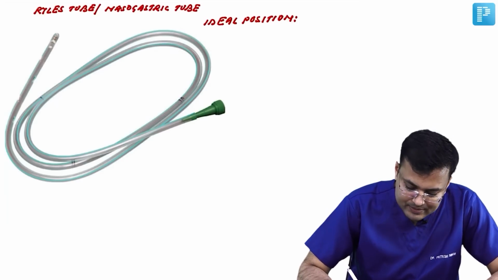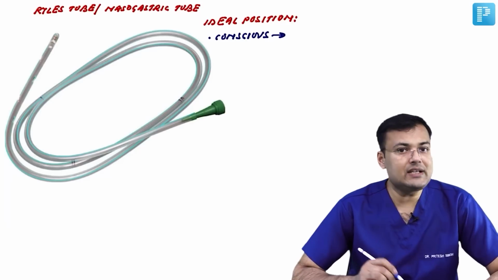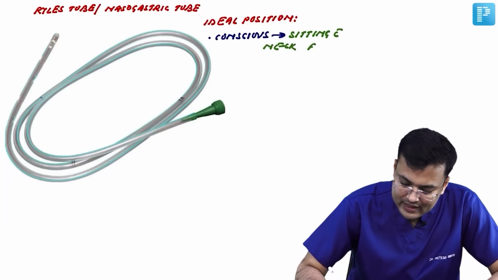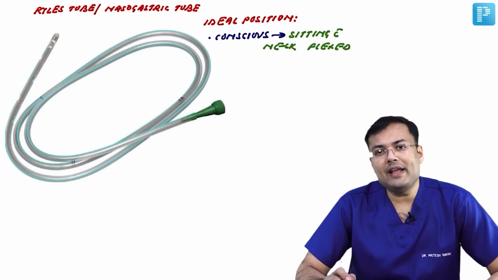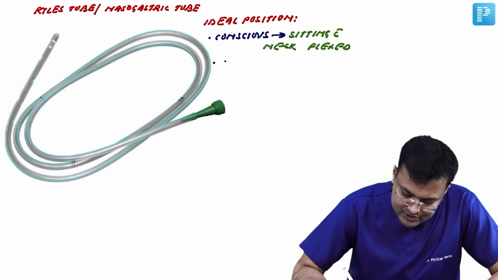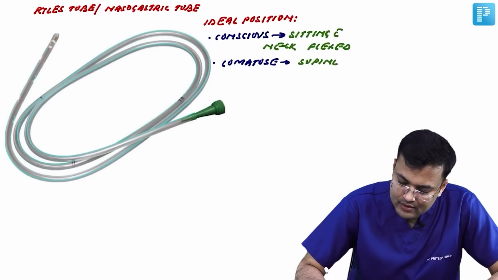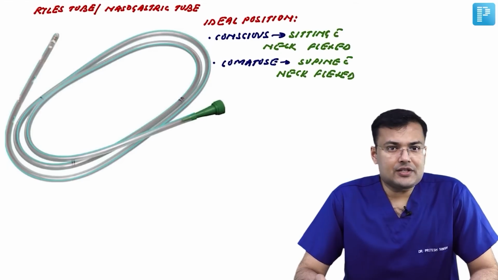So first important point, what's the ideal position for insertion of Ryle's tube? In a conscious patient, it is sitting position with neck flexed. Okay. And what about a comatose patient? Supine with neck flexed. So if the patient is comatose, the ideal position is supine with neck flexed. Okay, so this is the ideal position for insertion of Ryle's tubes.